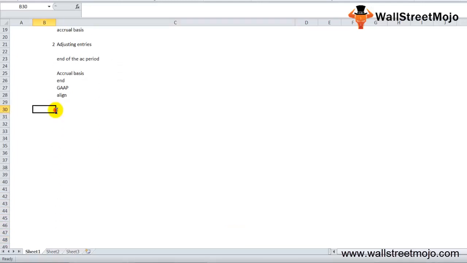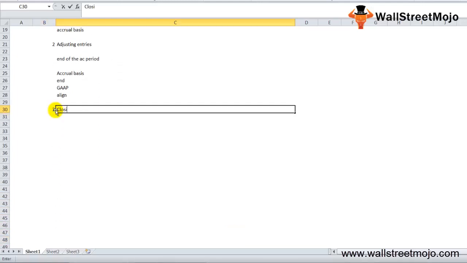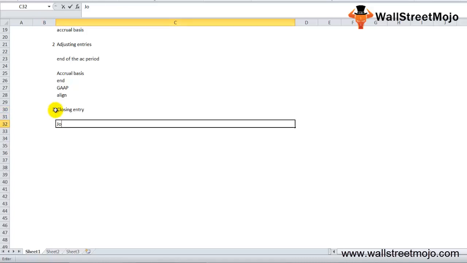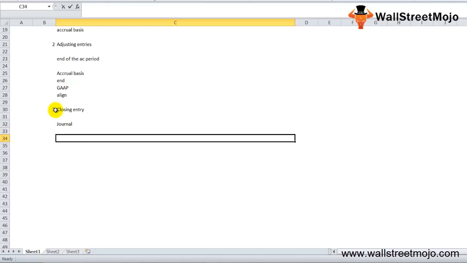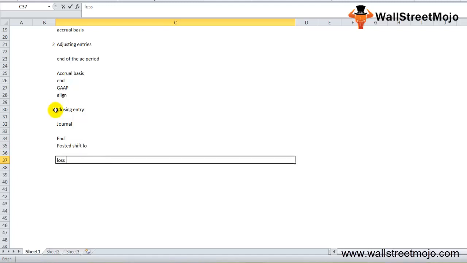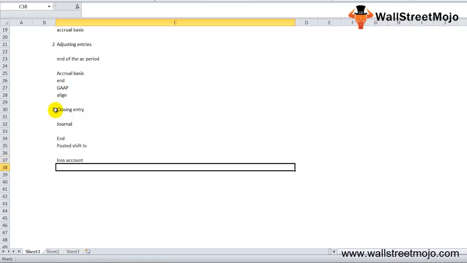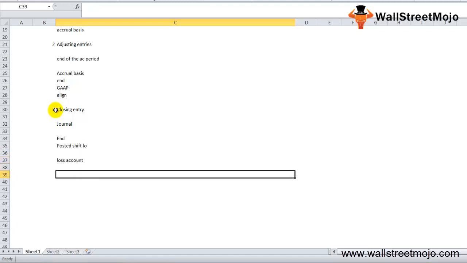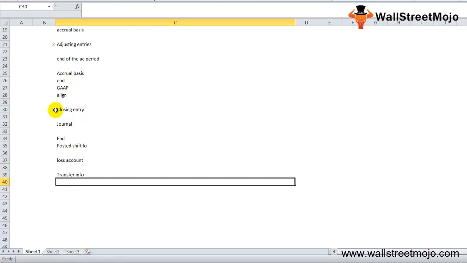The third one with us is the closing entry. See, a closing entry is basically a journal entry which is made at the end of the accounting period. This type of entry is posted to shift the ending balances from all the temporary accounts to the retained earnings account, like the loss account, gain account, expense account, revenue account. This is done to carry information forward to the next accounting period.